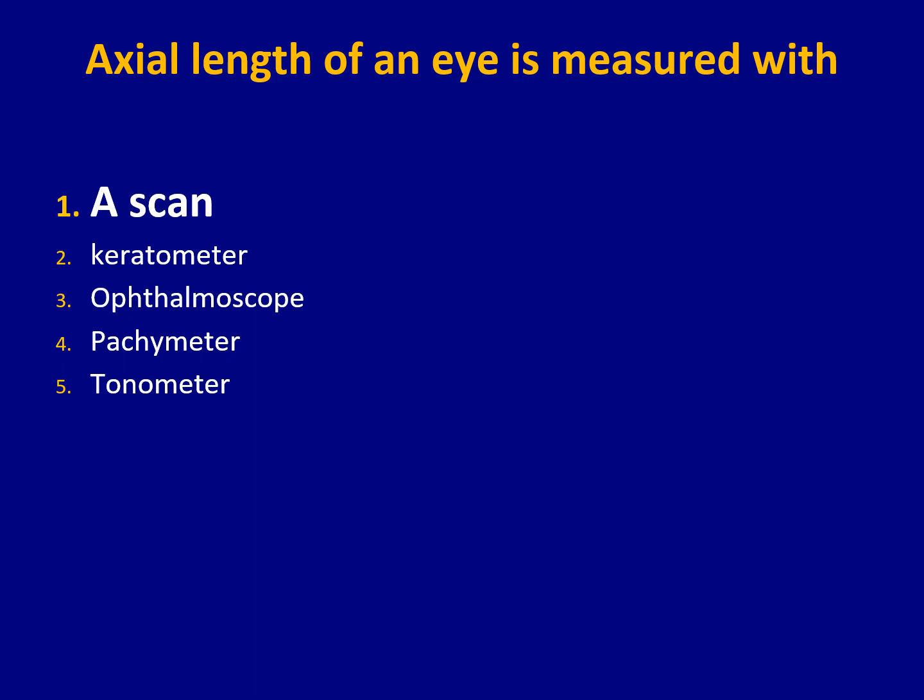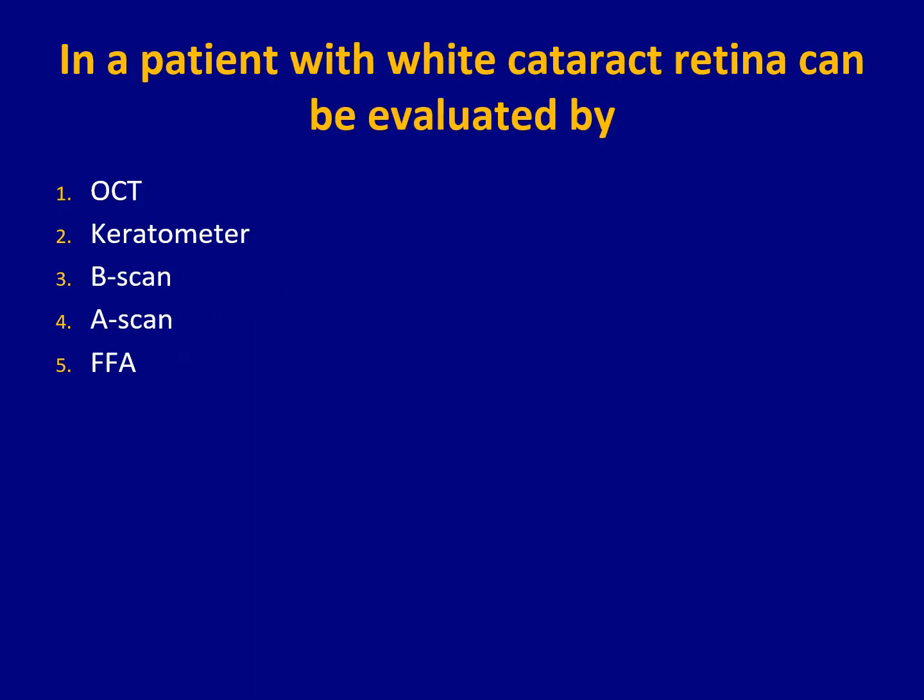Next MCQ. In a patient with a white cataract, the retina can be evaluated by. So it's a white cataract, you or your instrument cannot see the retina through it. So the retina can be assessed by OCT, keratometer, B scan, A scan, or FFA.